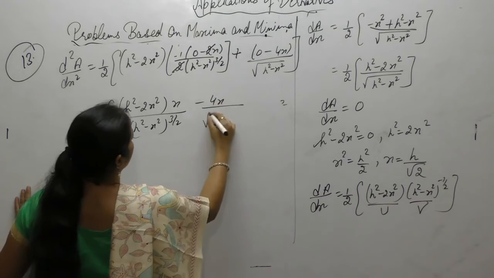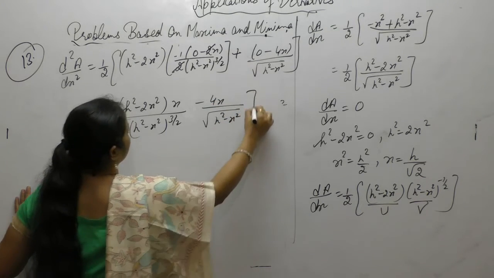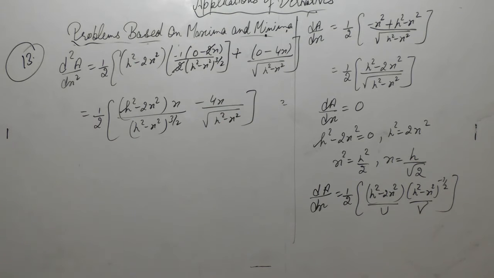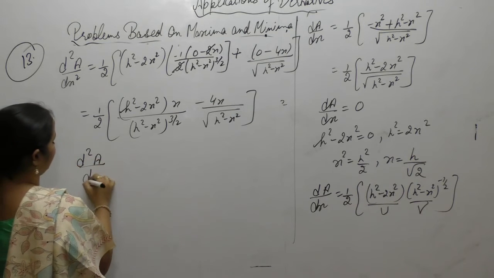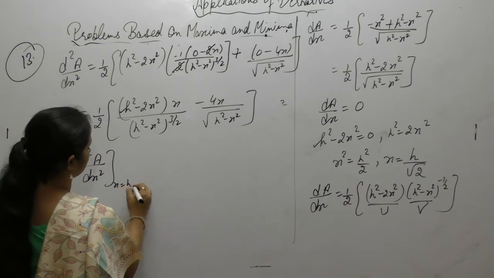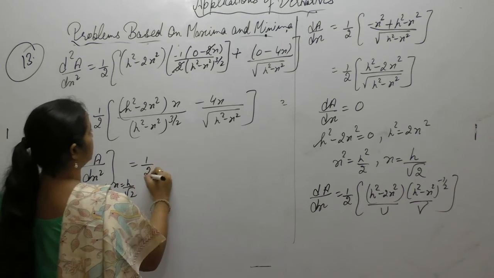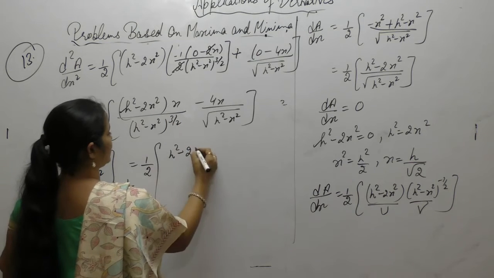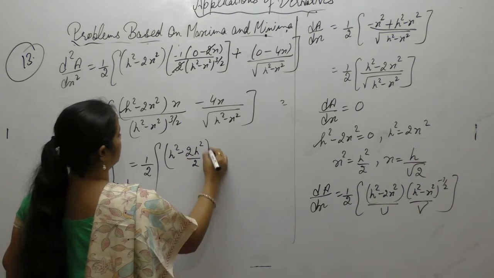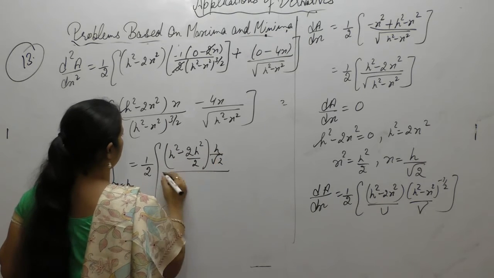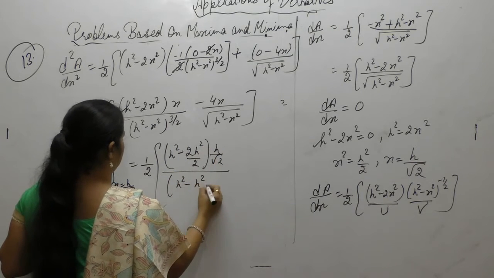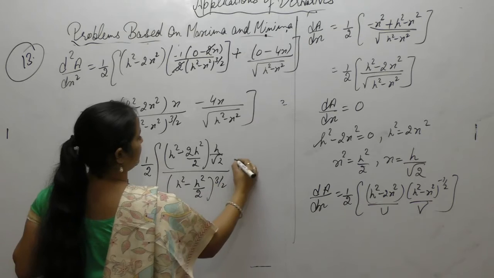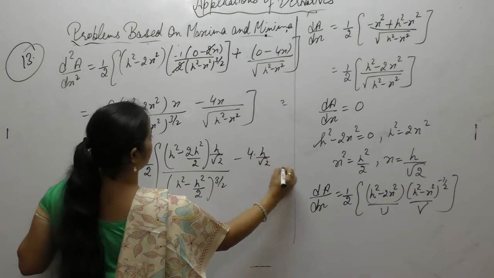Minus 4x upon h square minus x square. Now we have to find the value of the second derivative at x equals h by root 2. At x equals h by root 2, so h square upon 2, x is h upon root 2, minus 4, x is h upon root 2.